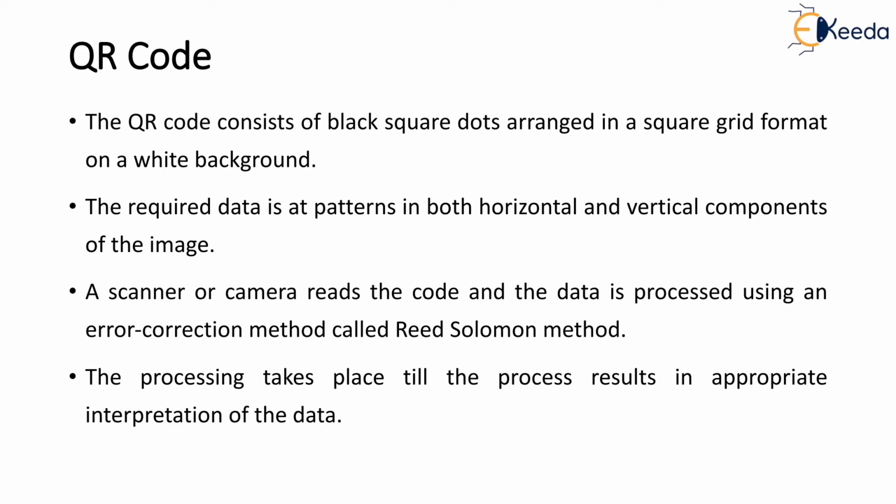It is read faster and the data stored is more than that using a standard universal product code, that is UPC. So here the QR code consists of black square dots arranged in a square grid format on a white background. So the required data is in patterns in both horizontal and vertical components of the image. So the scanner or camera reads the code and the data is processed using an error correction method called the Reed-Solomon method. So the processing takes place till it results in appropriate interpretation of the data.